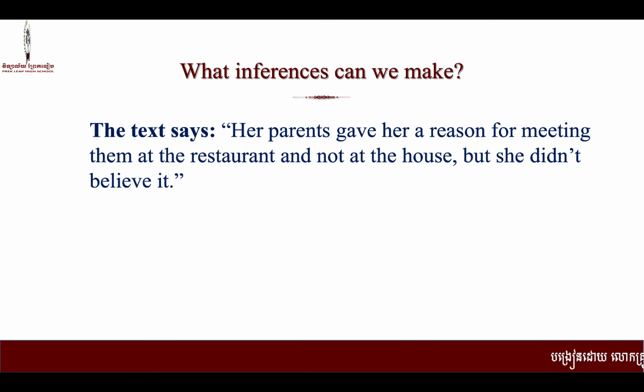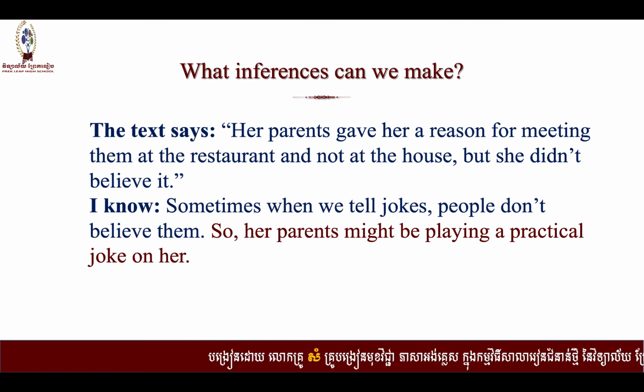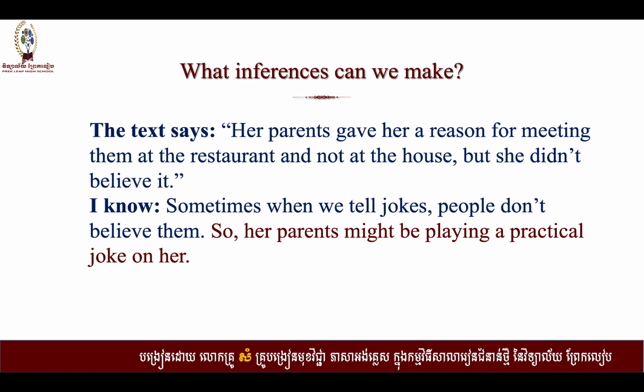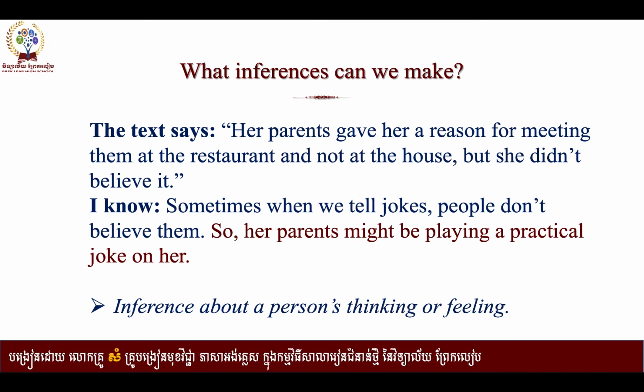But we also know that the text says her parents gave her a reason for meeting them at the restaurant and not at the house, but she didn't believe it. So I know that sometimes when we tell jokes, people don't believe them. So her parents might be playing a practical joke on her, right? That's an inference about a person's thinking or feeling based on what they believe, right?